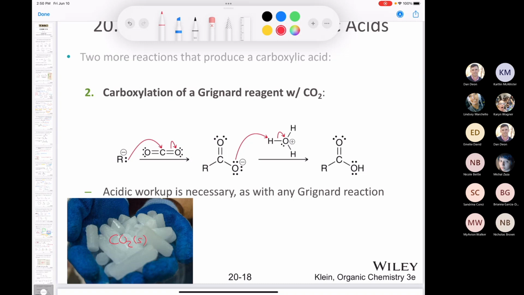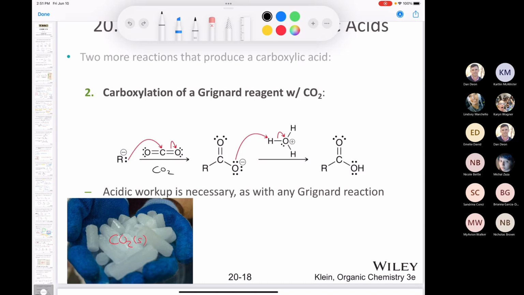Anyhow, so what happens is carbon dioxide, this is CO2 right here, this is just plain old CO2. Well, CO2 is a really good electrophile. So the Grignard reagent is a good nucleophile, so you're going to attack that, and you end up with a carboxylate. Well, a carboxylate is the conjugate base of a carboxylic acid, and thus we have to treat it with acid to make the carboxylic acid.